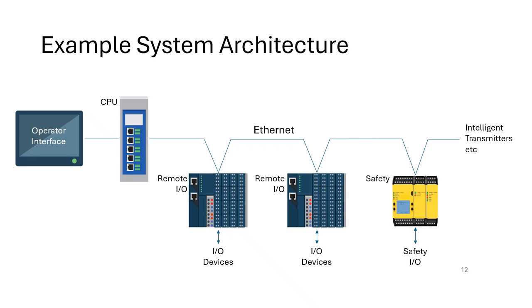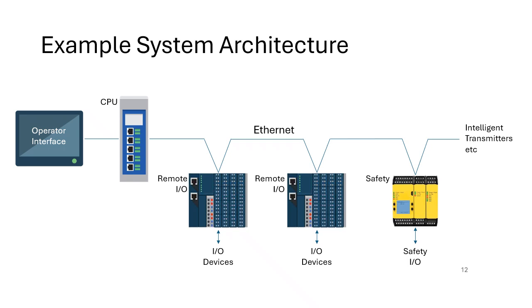entering set points and by emulating push buttons on the screen to allow the operator to start and stop the machine. There might also then be an Ethernet connection to the remote I/O, so that could be Profinet or EtherNet/IP or some similar network. And then we'd have our remote I/O drops which sit on that Ethernet network, and they would be distributed around the machine or process, and they would interface with the actual I/O devices.